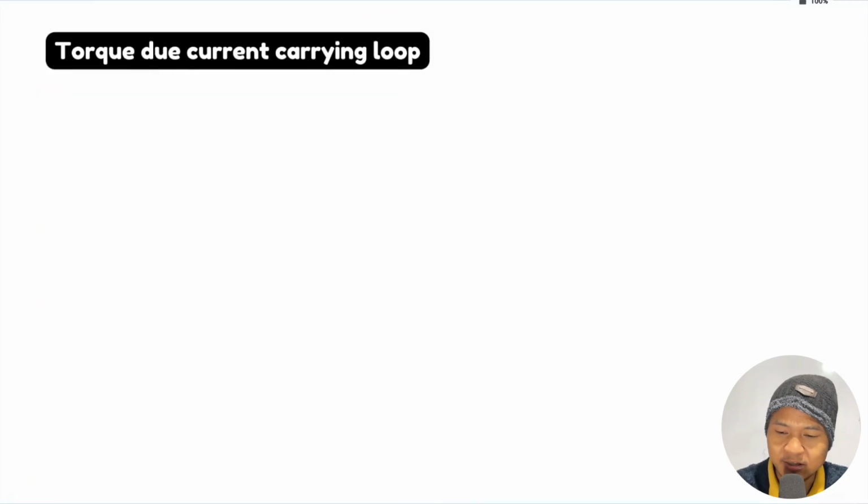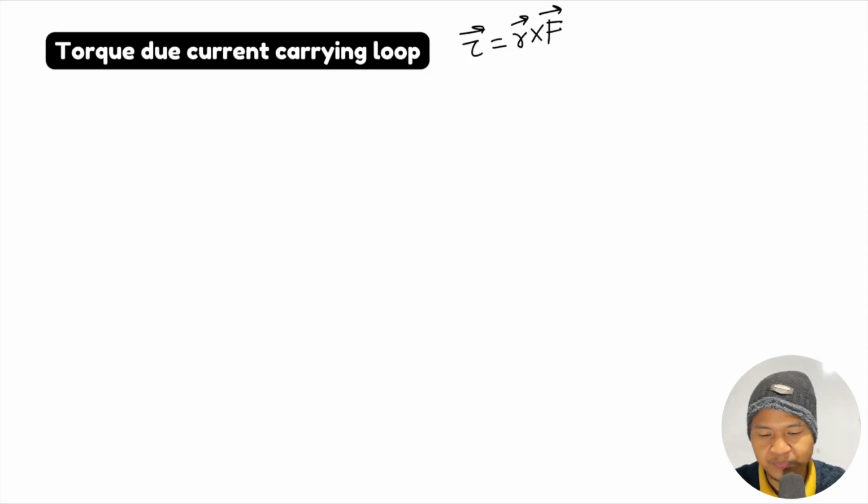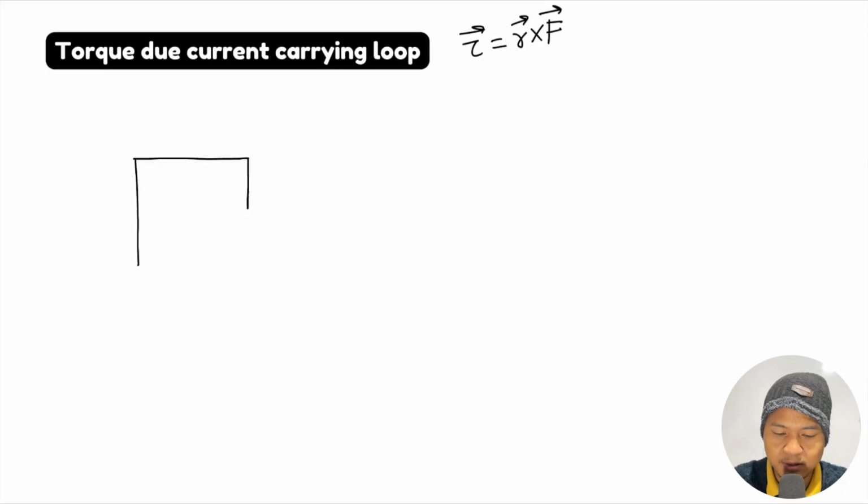Okay, let's start. First, torque: we studied the mechanics of torque formula. So tau is equal to r cross F. Now we will see the torque in magnetism. Suppose I have a loop, a rectangular loop. So let's say the loop is like this.